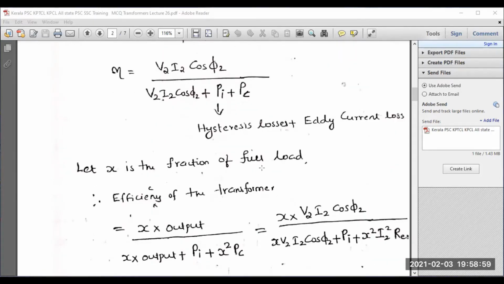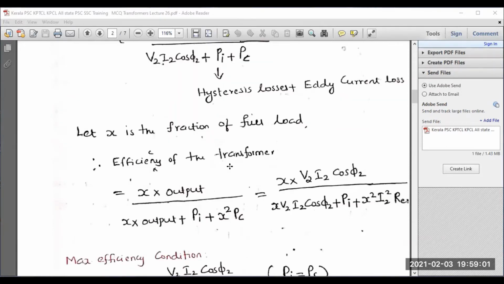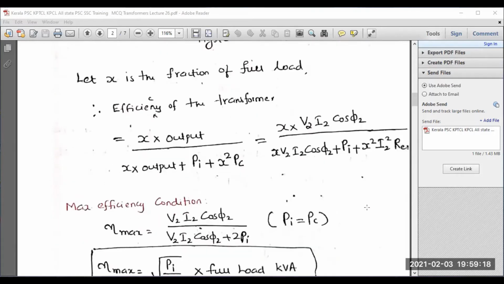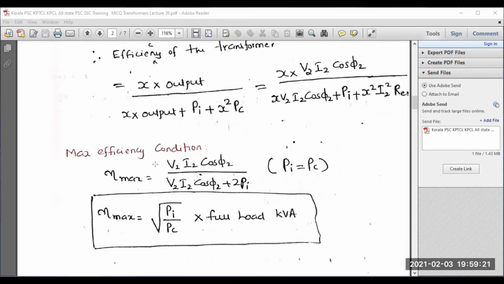If X is a fraction of full load, then the efficiency of the transformer can be written as X times output upon X times output plus Pi plus X square times Pc. In mathematical terms, X V2I2 cos phi 2 upon X V2I2 cos phi 2 plus Pi plus X square I square R e. Okay. Now, the condition for maximum efficiency: you have to apply the formula that iron losses equal copper losses. That is the condition for maximum efficiency.